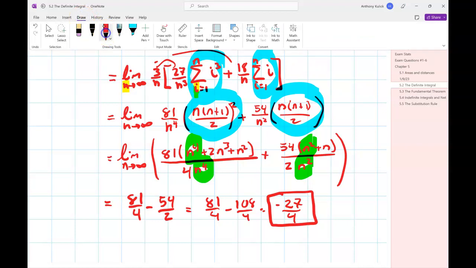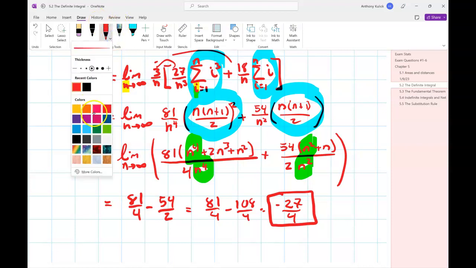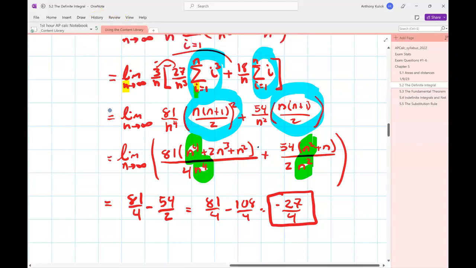Mia? So I just imagine I multiplied this by 1 over n to the 4th on the top and bottom. When I distribute that through, this just becomes a 1, 2 over n, 1 over n squared. And then when I do the limit, all the things with the n's in the denominator just go to 0. So I'm just left with 81 over 4. And I did the same thing over here. I just did 1 over n squareds.